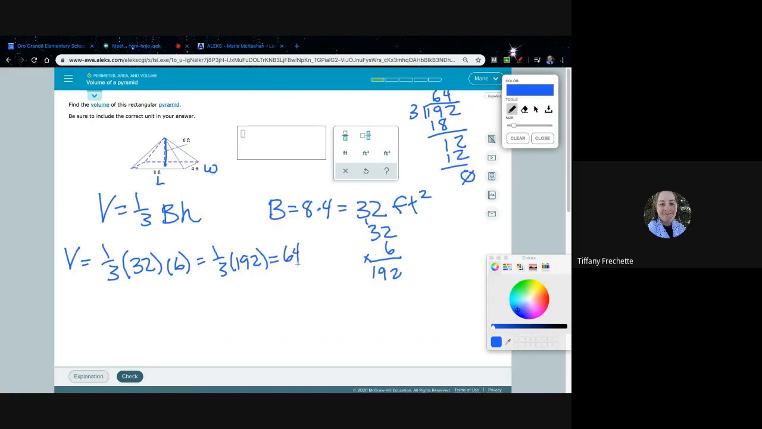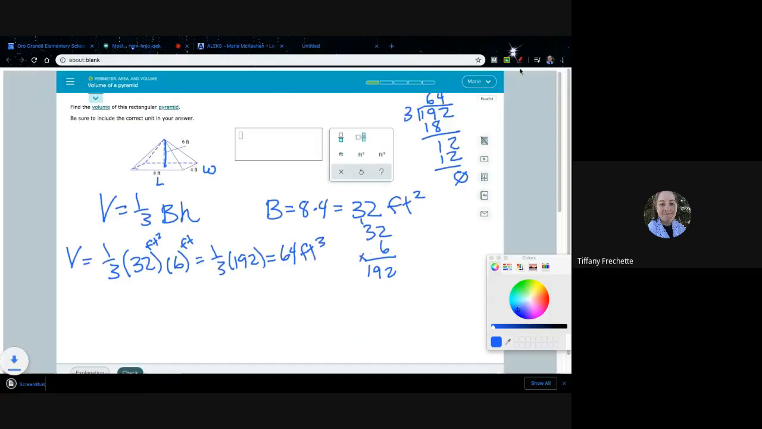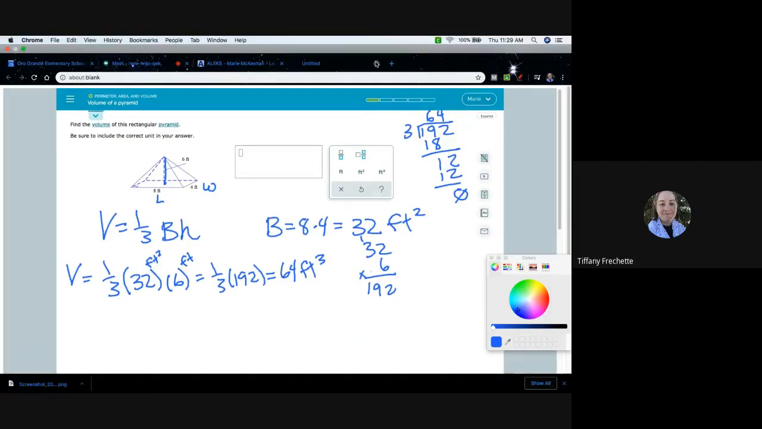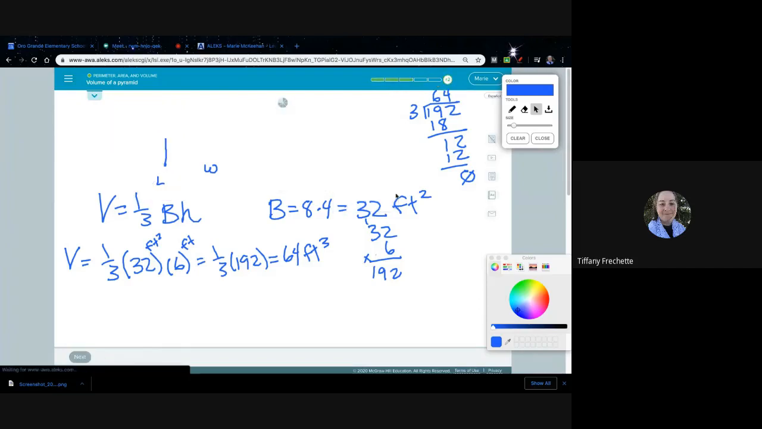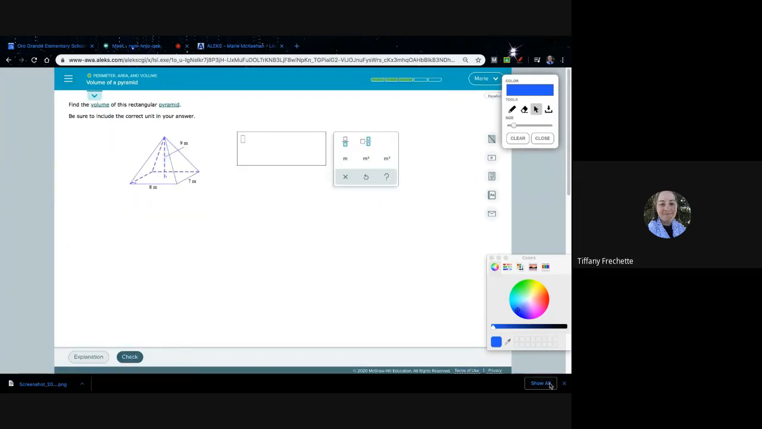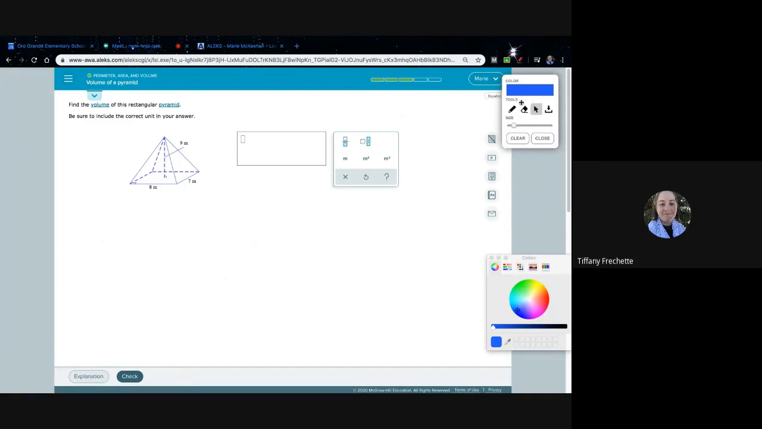So we get 64. Remember, this 32 was feet squared. So we already had 2 feet in here, and then 6 is another foot. This is another measurement. So now we have 3 feet. So that's why we go feet cubed. Oh, darn it. I didn't mean to click that button. That takes a screenshot. I meant to click that button. So 64 and then feet cubed. Check. All right, we have one more to do. Let's clear that out and then stop looking at my screenshot that I didn't mean to take.